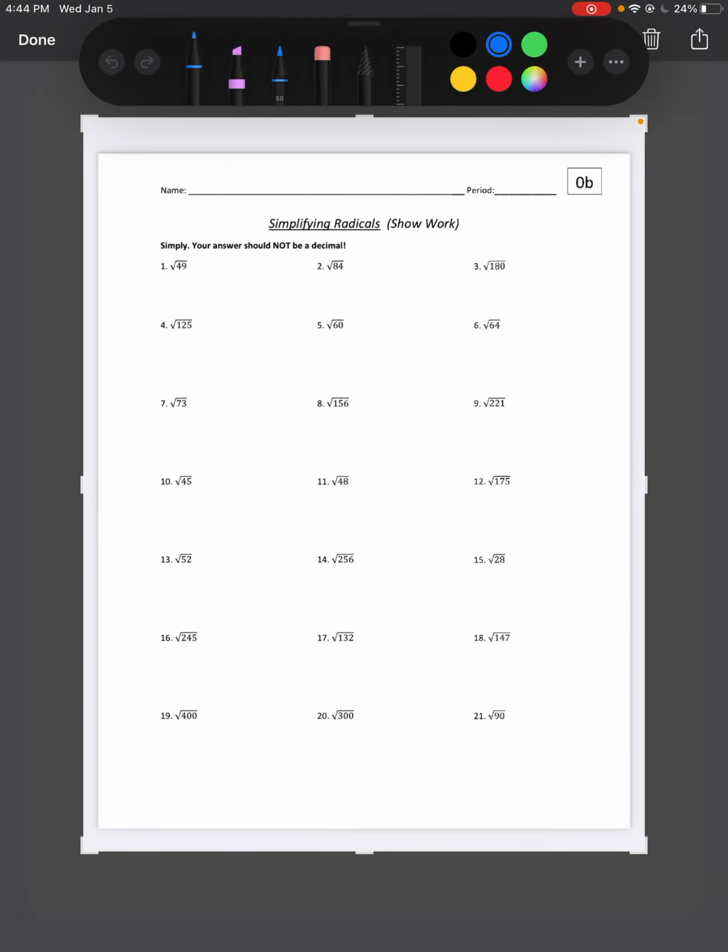Alright everyone, so since I'm not back yet, I want to show you a few examples of how to simplify radicals. I'm going to show you a few different ways to do it. And I'm not going to start with number one. Number one is pretty straightforward. So let's go ahead and look at number two.